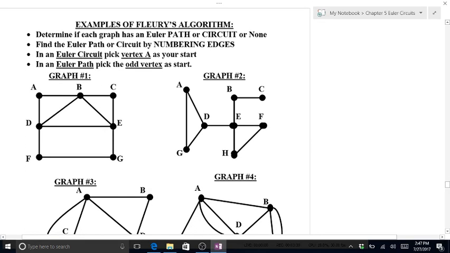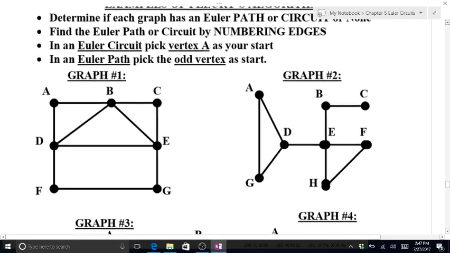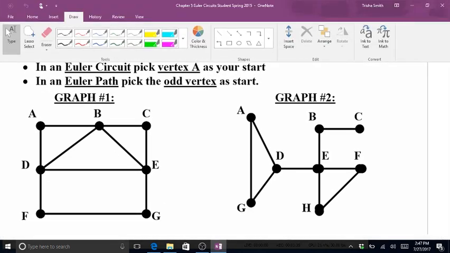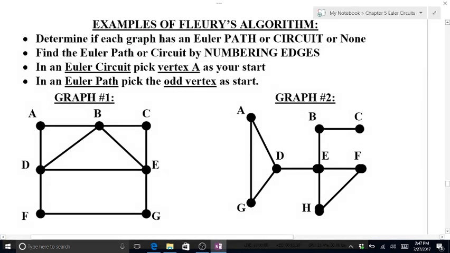Let me make this bigger so everybody can see. Okay. So the first thing, again, that we have to do is we need to determine if the graph is a path or a circuit or none. So again, we do this by finding the degree of each vertex.